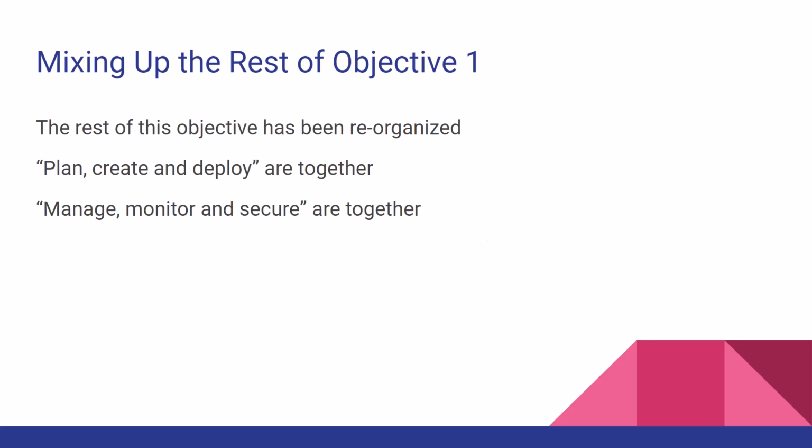Now, the rest of Objective 1 has been mixed and matched. They've retitled the section heads and they've moved some topics around. It used to be plan and manage an Azure AI service and deploy an AI service as two separate sections. Now it says plan, create, and deploy. Security used to be its own section, and monitoring used to be its own section. That's all been thrown together as manage, monitor, and secure.